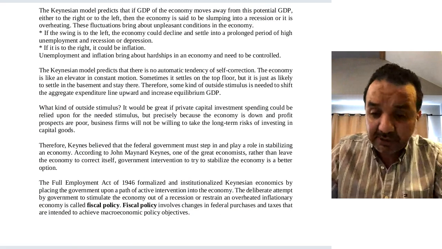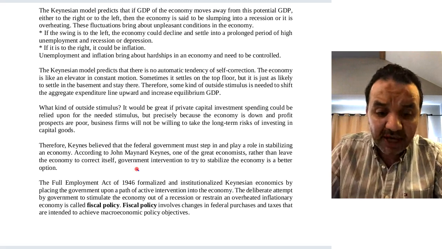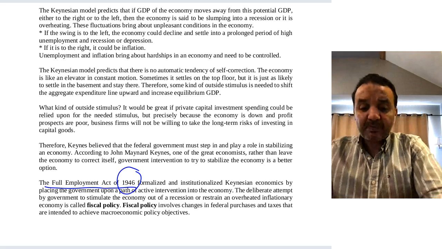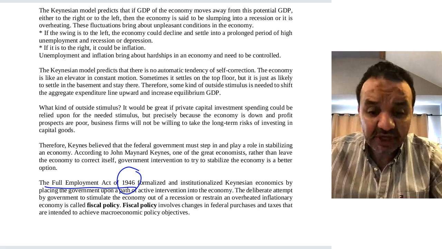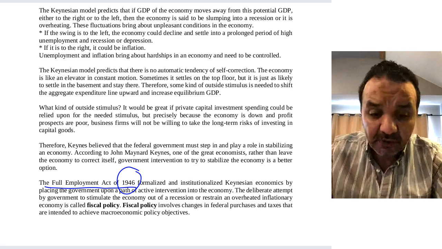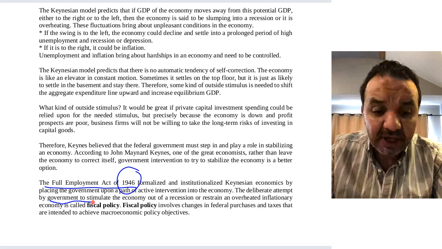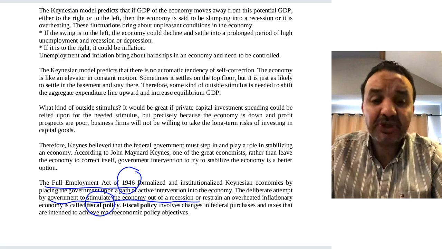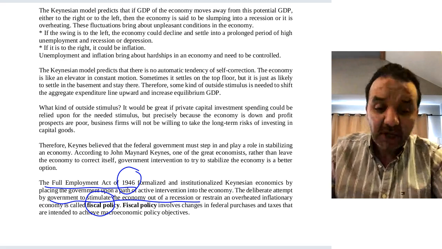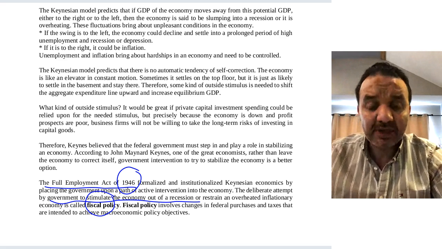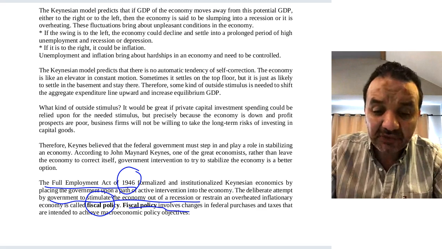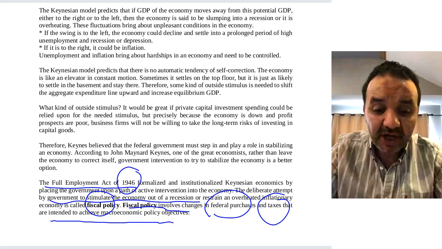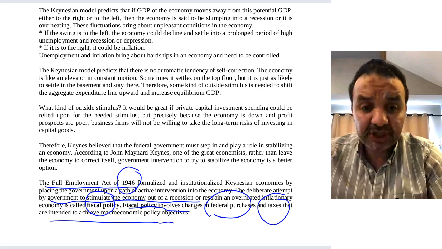Here there is a very important act, which in 1946 is called the Full Employment Act of 1946. Simply, this act applies what I said. According to this act, the government can take action to stimulate the economy out of recession, and this action is called fiscal policy, which is our topic in this video. So this is maybe the formal definition of fiscal policy. Fiscal policy involves any changes in federal purchases and taxes that are intended to achieve macroeconomic policy objectives. So this is what we mean by fiscal policy.